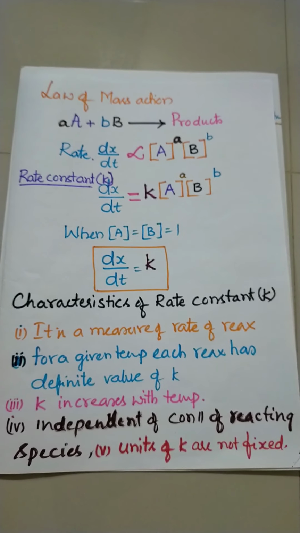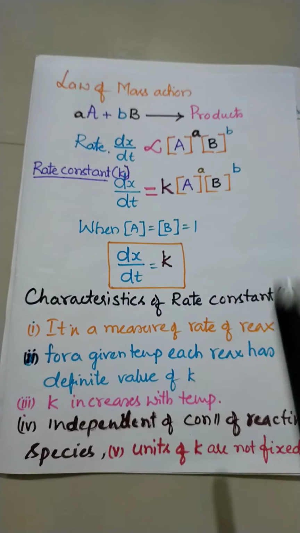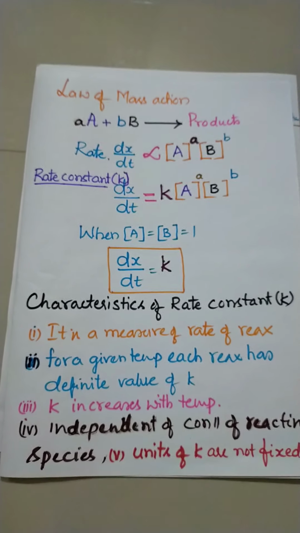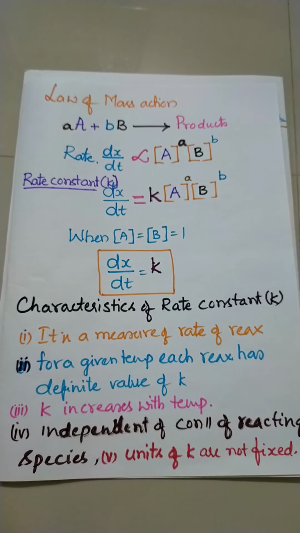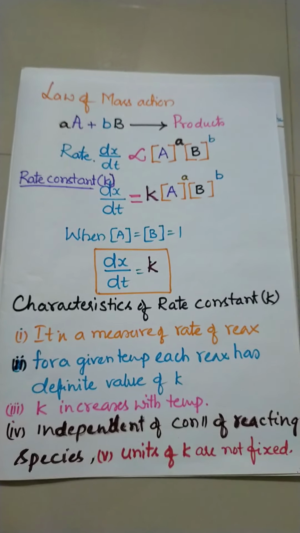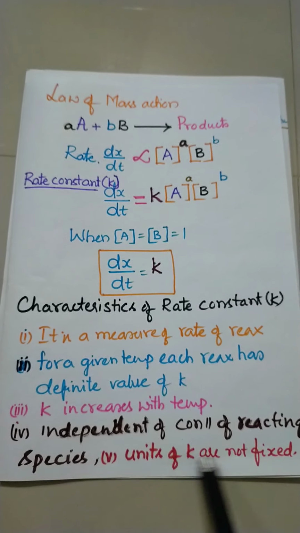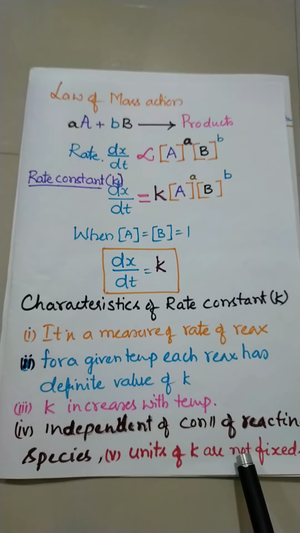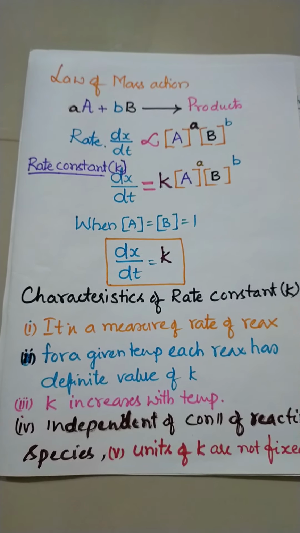It is independent of the concentration of the reacting species. Why? Because the concentration term is unity, is 1. So that's why it is independent of the concentration of reactant species. And the fifth one is that the units of k are not fixed. So these are the characteristics of the rate constant.